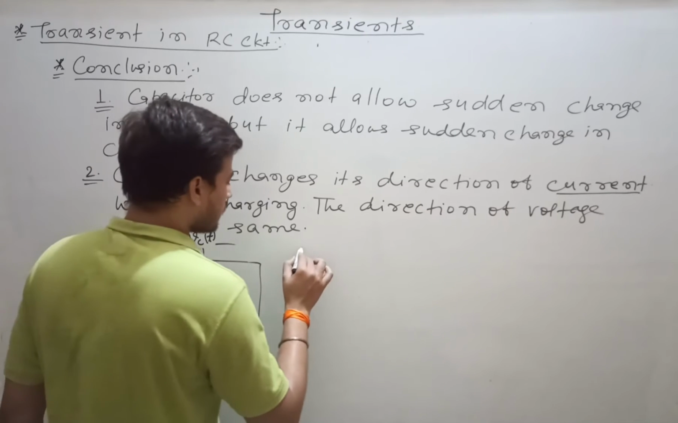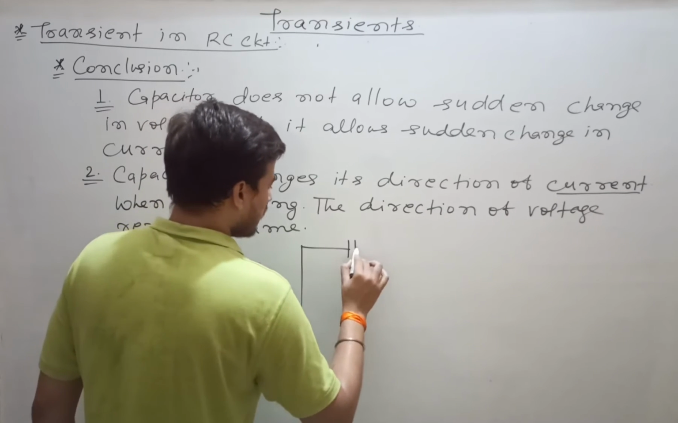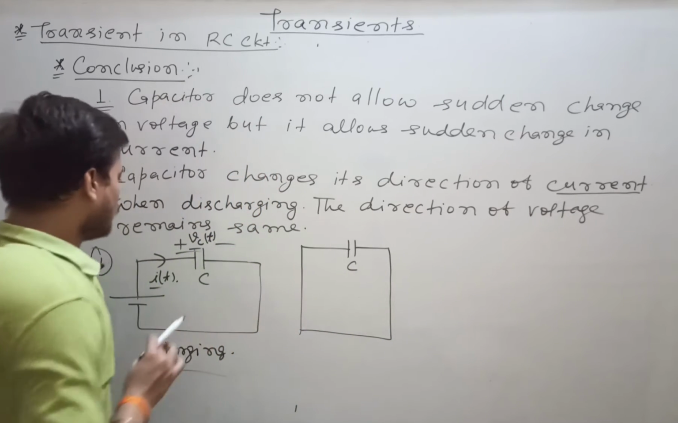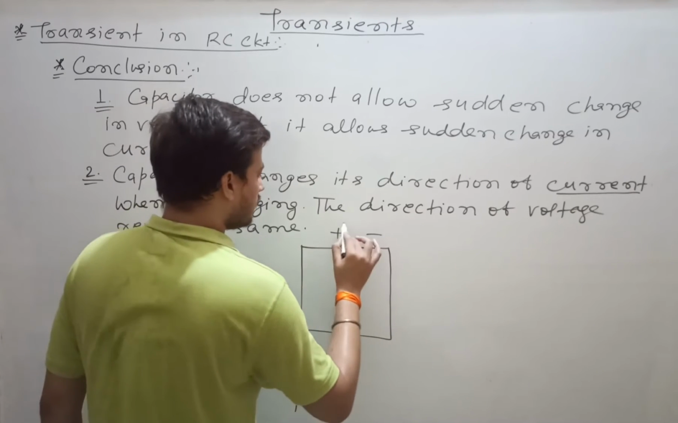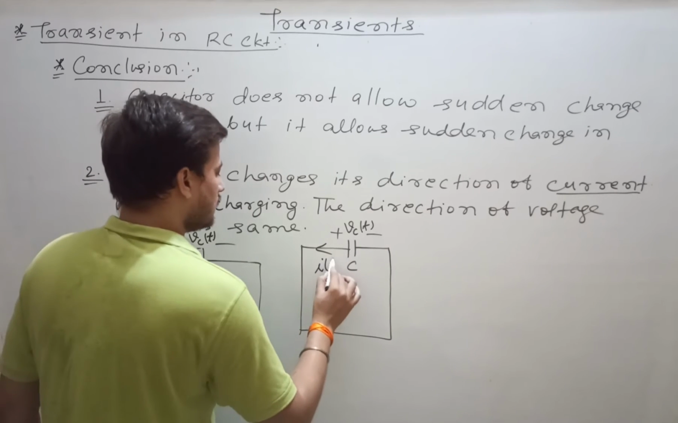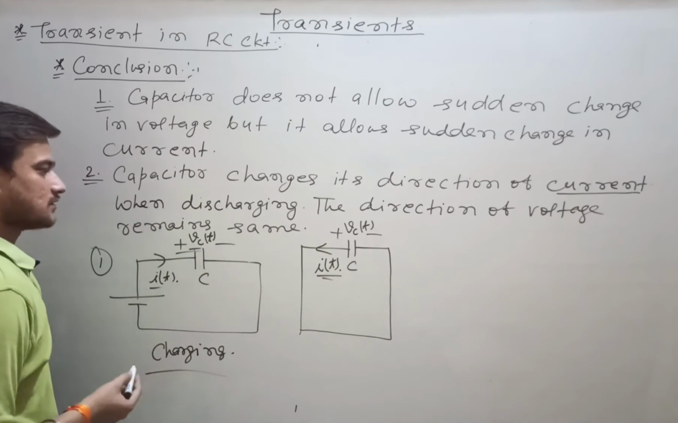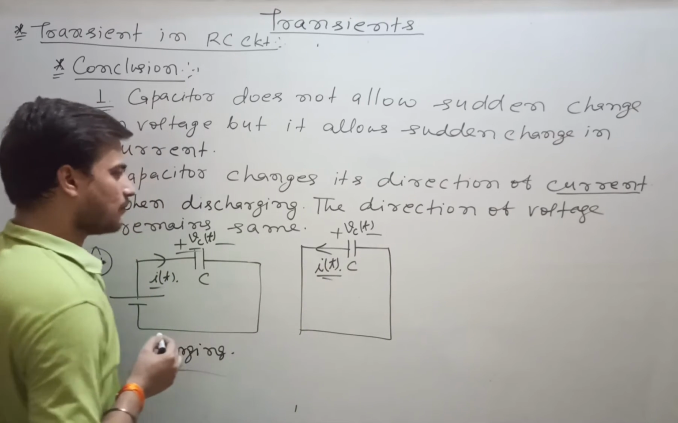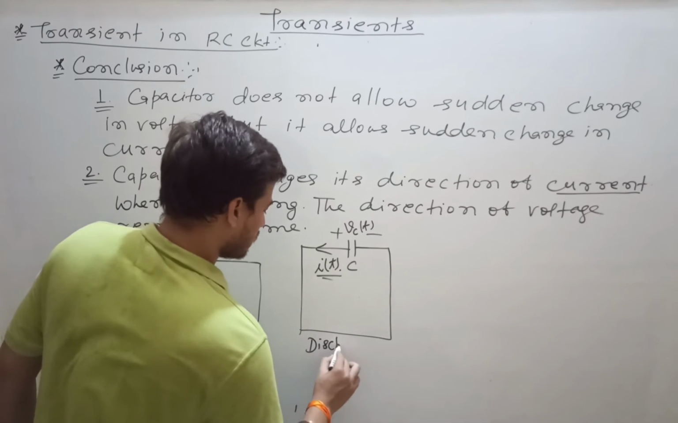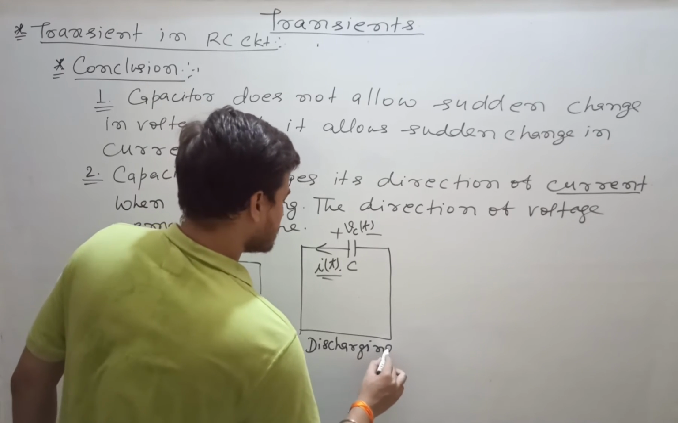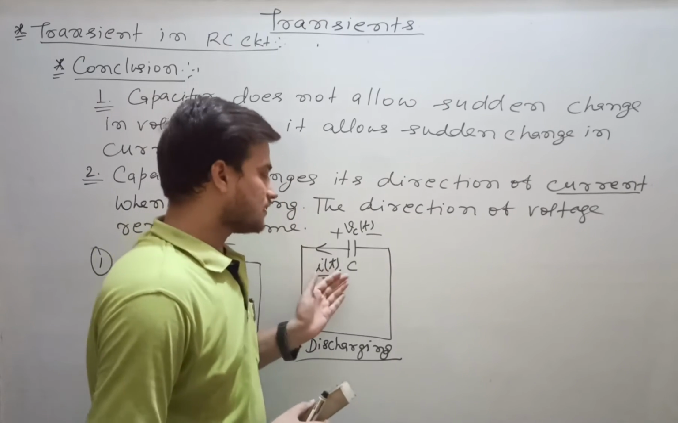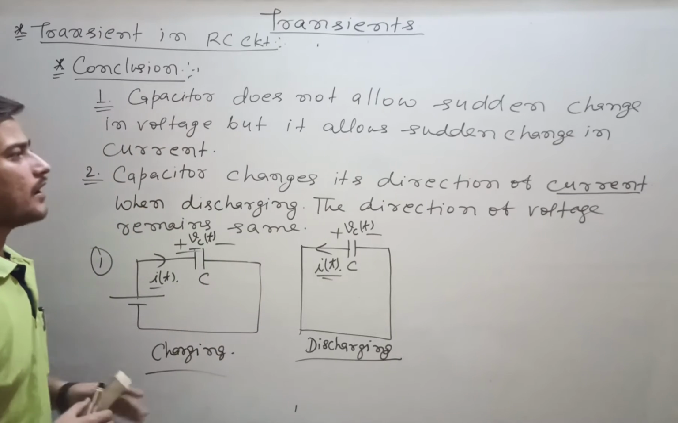Second condition is when you remove the supply. Then you see this is the capacitor. We have the same direction of voltage VC(t), but the direction of current has been reversed. Now current is coming out from the positive terminal, so this is the discharging mode. It is supplying the power, that means it is being discharged. So this is the property of capacitor.